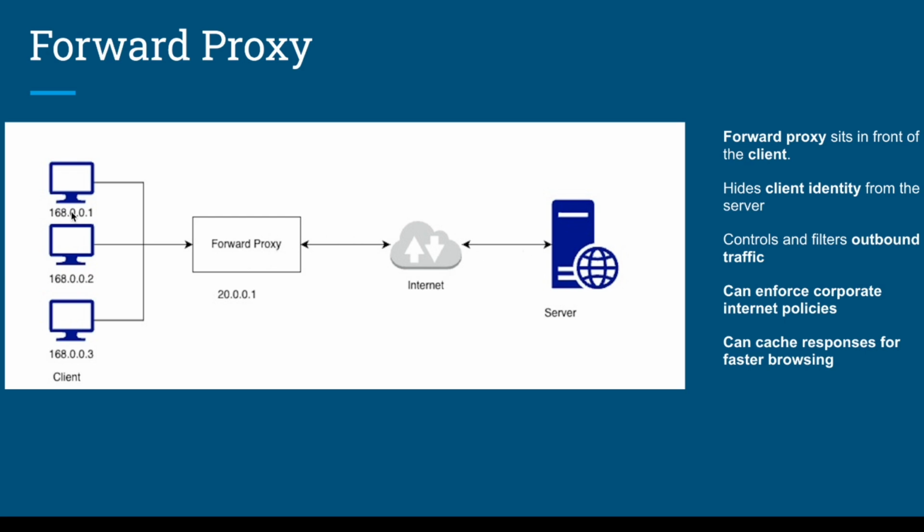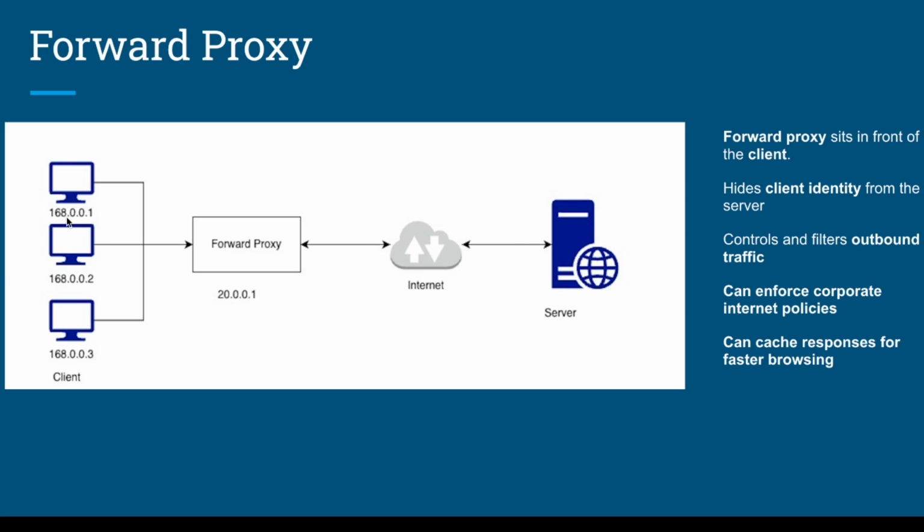The client request will not directly go to the server. First it will go to the forward proxy, then the forward proxy will send the request to the internet, and then it will get the response from the server. So what is the advantage of putting this proxy in between the client and server? One of the advantages is that it hides the client IP.